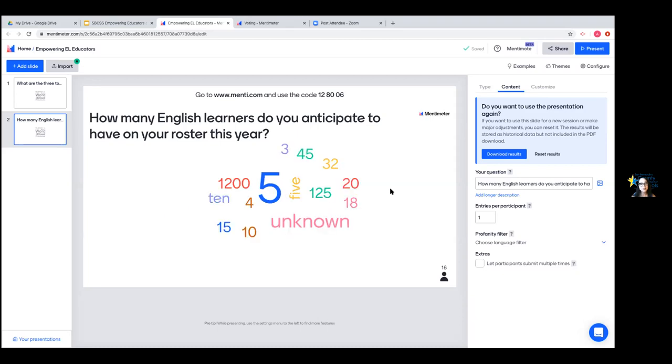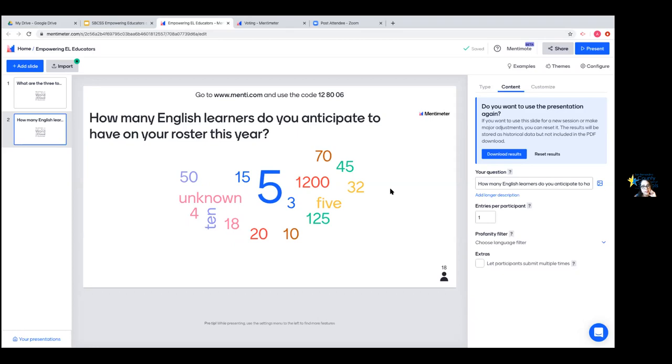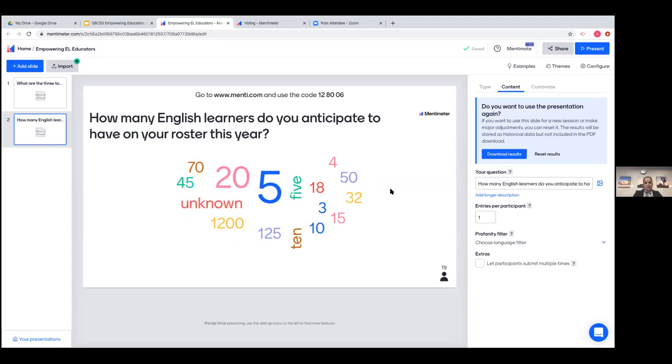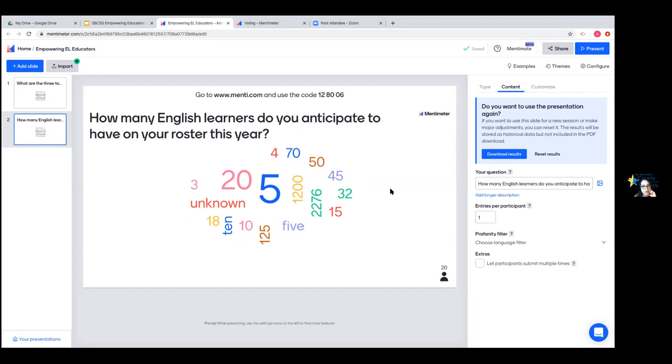Wow. So we certainly can see, keep entering your numbers, but we can certainly see that no matter what program you teach or what content area, we sure know that English learners are in our classrooms, at least one. Thank you. So you can see more or less what your colleagues have, what their numbers are. We have 2276. It's the highest that we've seen.